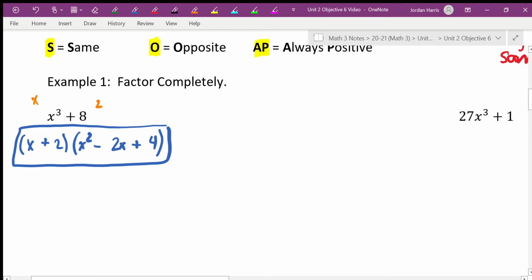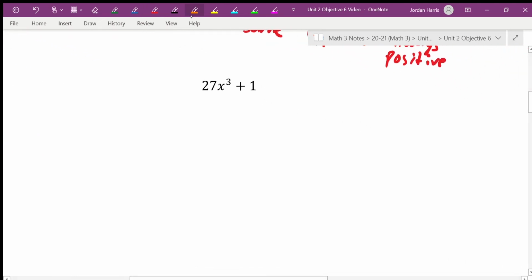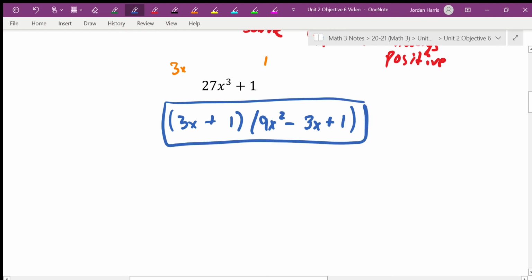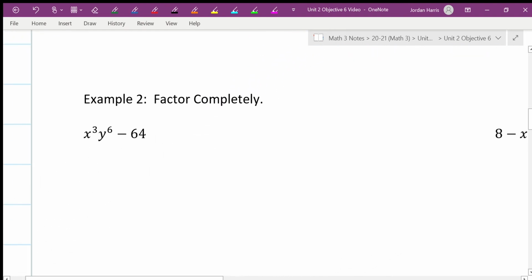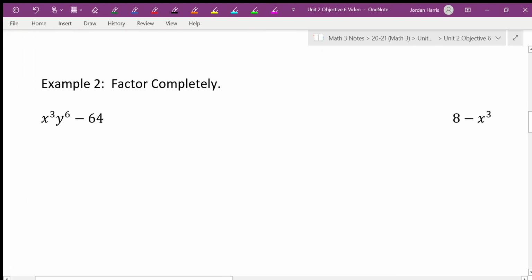Okay. So next one, just factoring right now. So 27 is 3, x cubed is x, and then 1 relates to 1. 1 cubed is 1. So a equals 3x, b equals 1. So we have a, b, a squared, a times b, b squared. Same, opposite, always positive. Factored. Done.